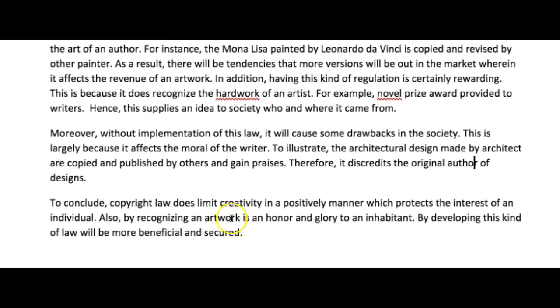To conclude, copyright law does limit creativity in a positive manner, which protects the interest of an individual. Good. Also, by recognizing an artwork, honor and glory are bestowed on the creator. Full stop. By developing this kind of law, there will be more benefits. There will be more financial benefits. Full stop. And security. Or more financial benefits and security. Full stop. Okay, so good work.